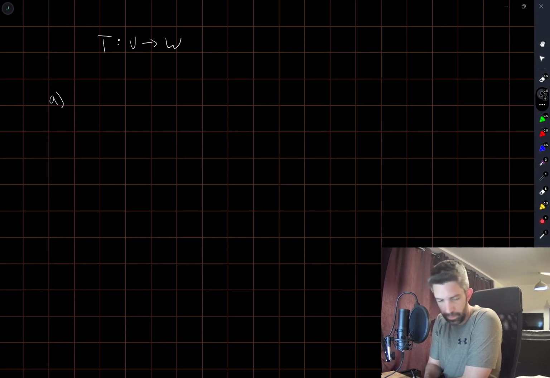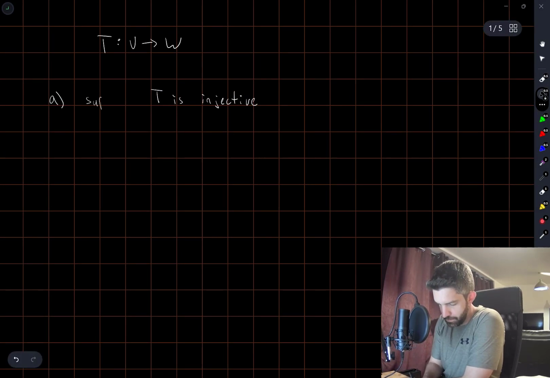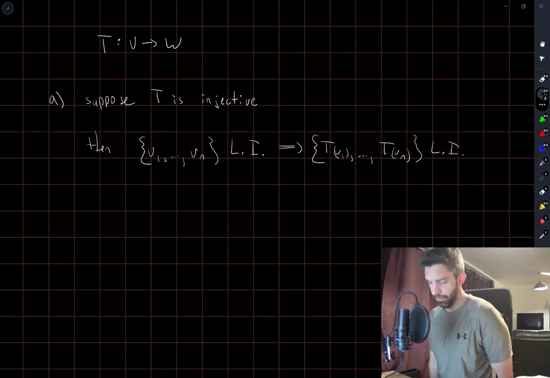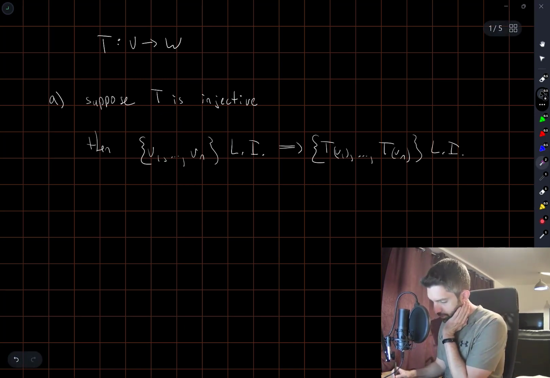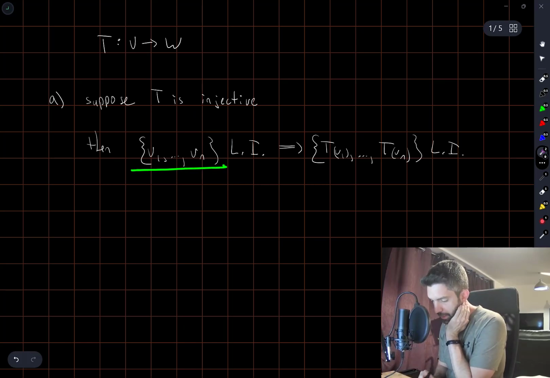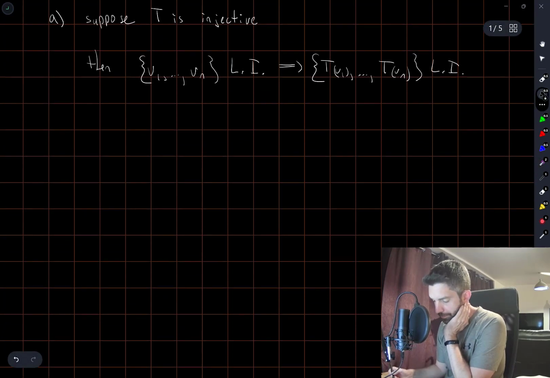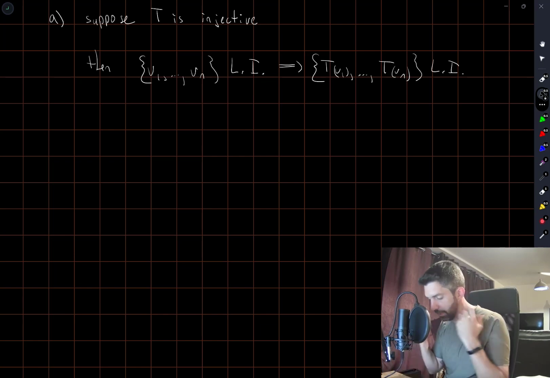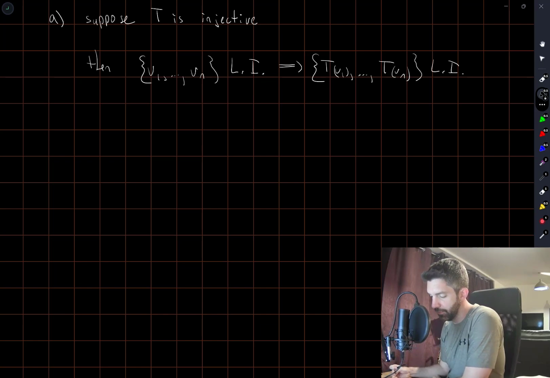So let me write out the first part of the problem here. The first statement we want to prove: suppose that T is injective. We want to start with a linearly independent set, apply the transformation to each of these vectors, and prove that the set of vectors we end up with is also linearly independent. I'm going to start with a little bit of rough work here. I don't see exactly what the path is, but I think it's just going to be writing down definitions of things and manipulating them.